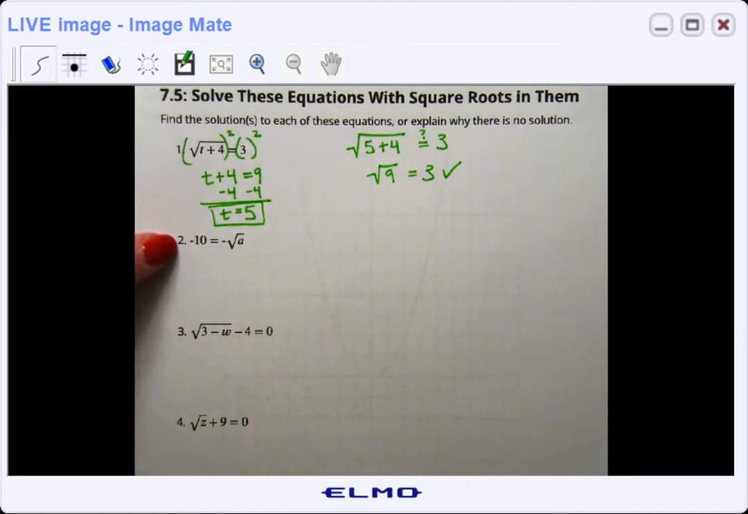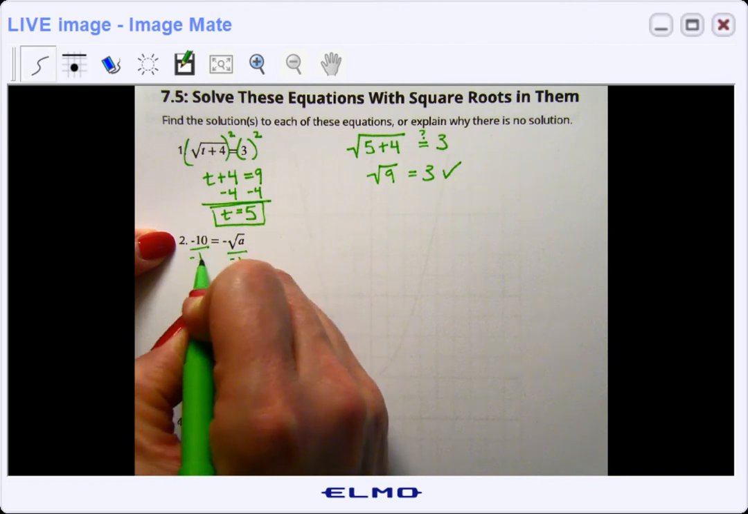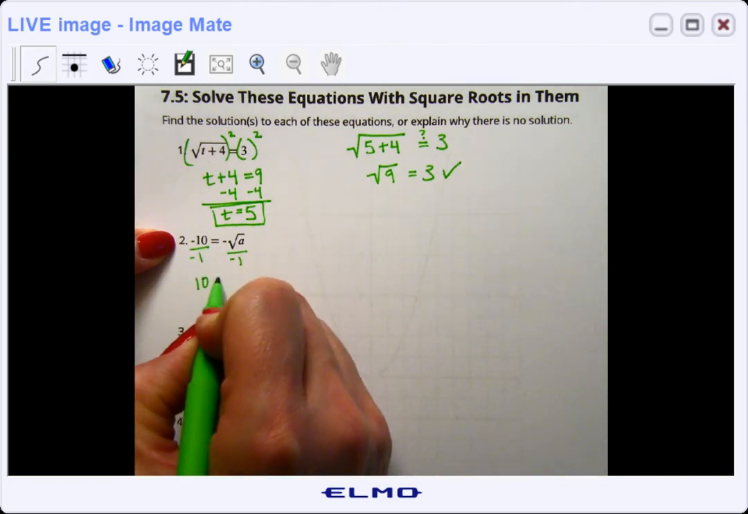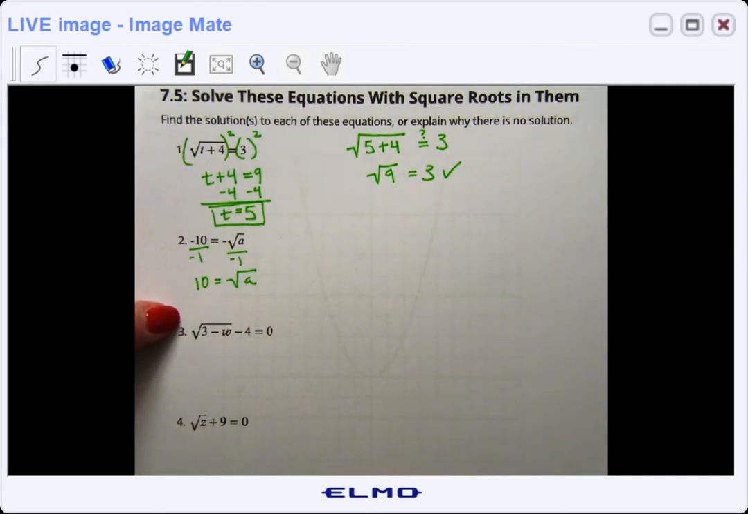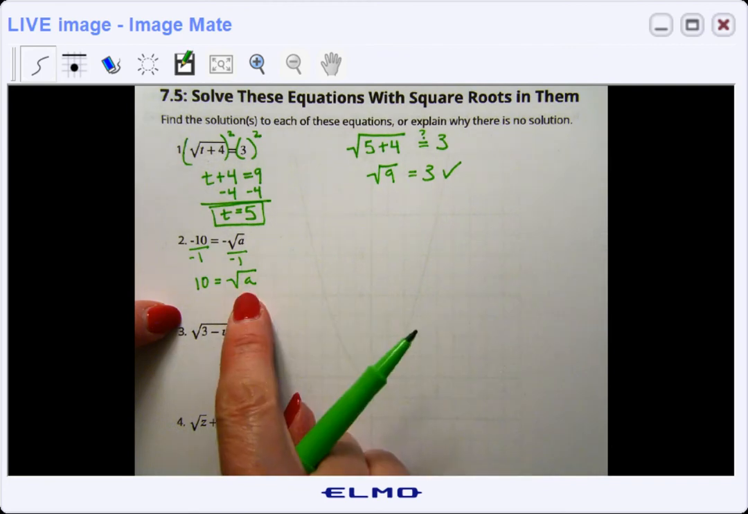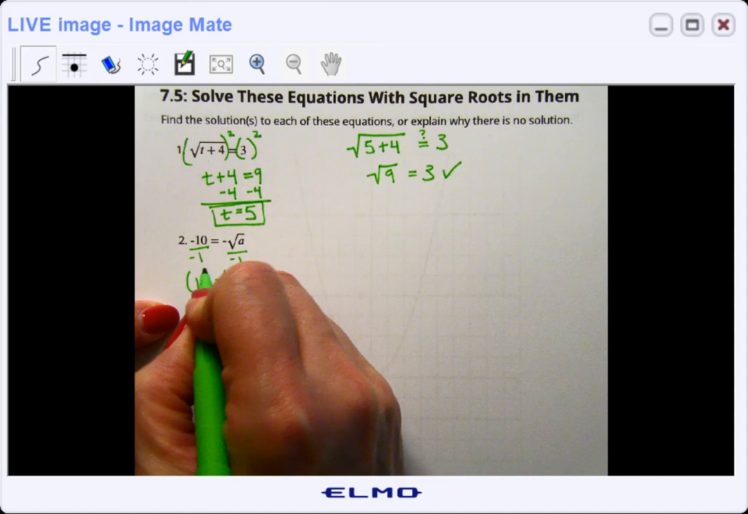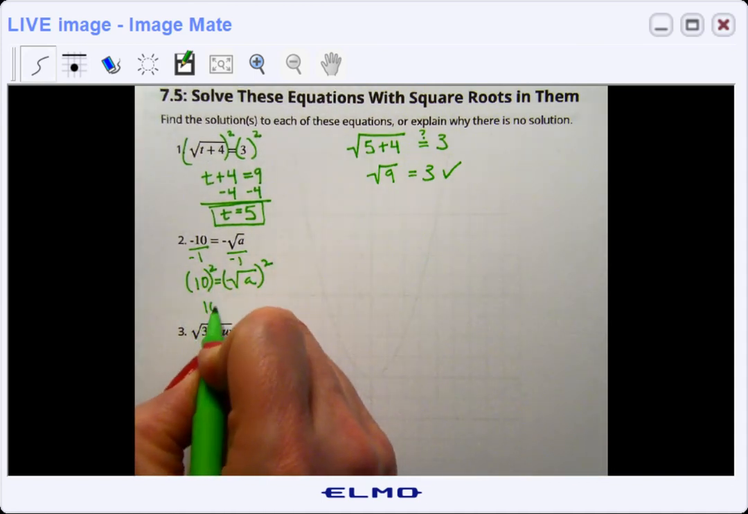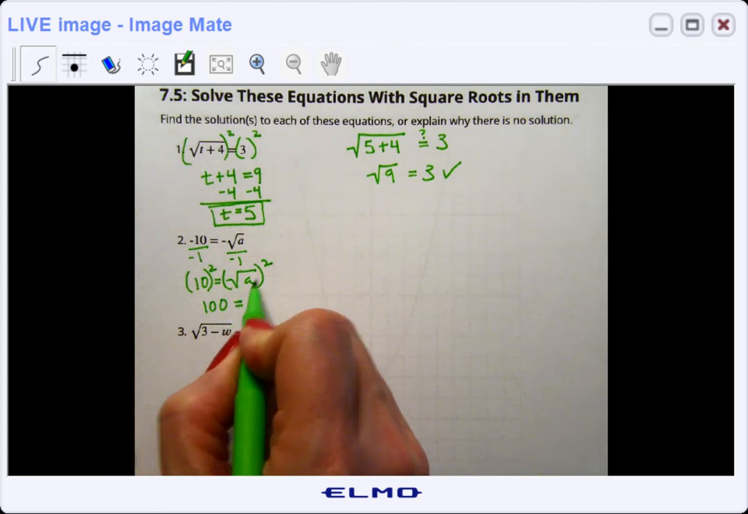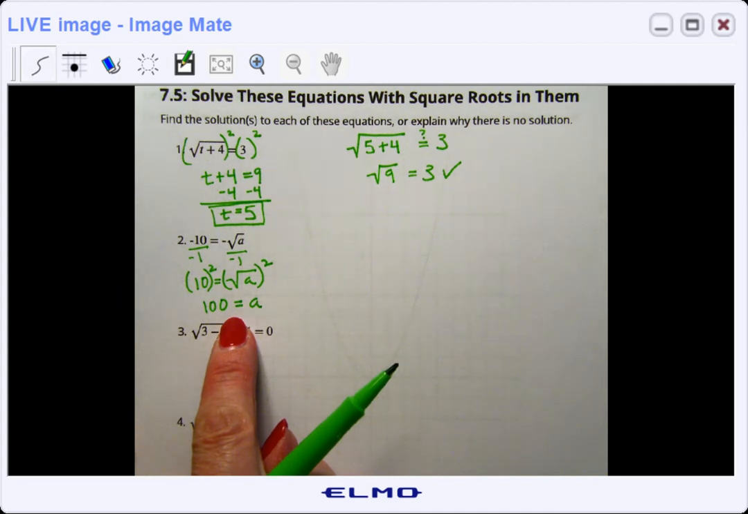Number 2. I'm going to isolate the square root by dividing both sides by negative 1. So I get 10 equals the square root of a. At this point, I can square both sides of the equation because the square root is isolated. Okay, 10 squared is 100. And then the square root of a squared is simply a. So I think this is the answer. A is equal to 100.